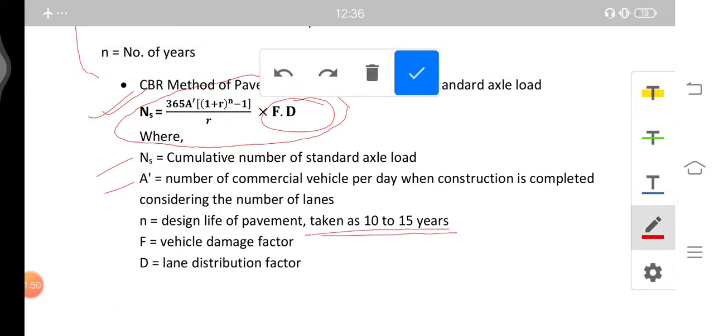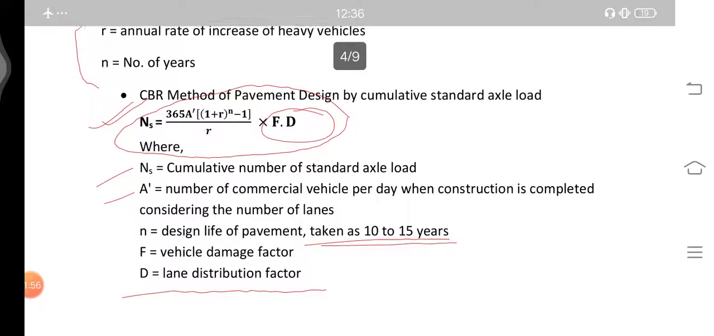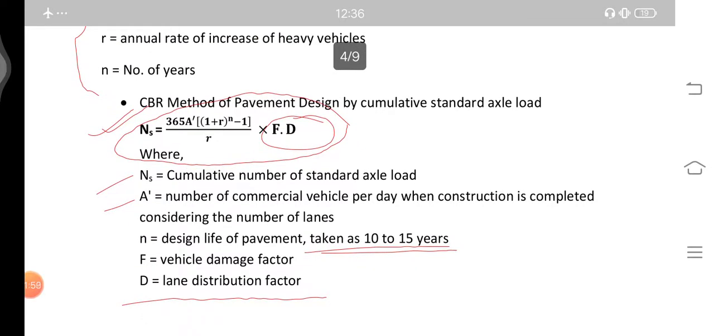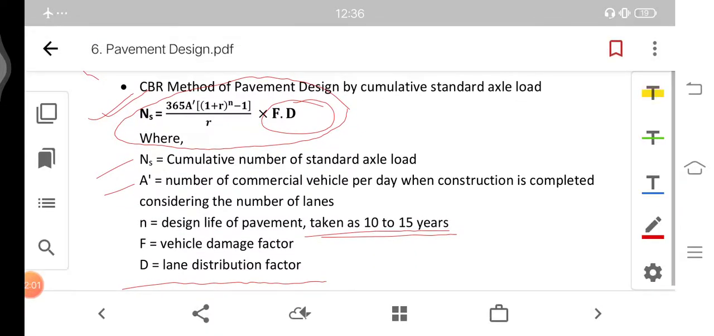F is the vehicle damage factor, and D is the lane distribution factor. So whenever you are solving a question related to CBR methods, these values will be given, and we need to find the value of the cumulative number of standard axle load.